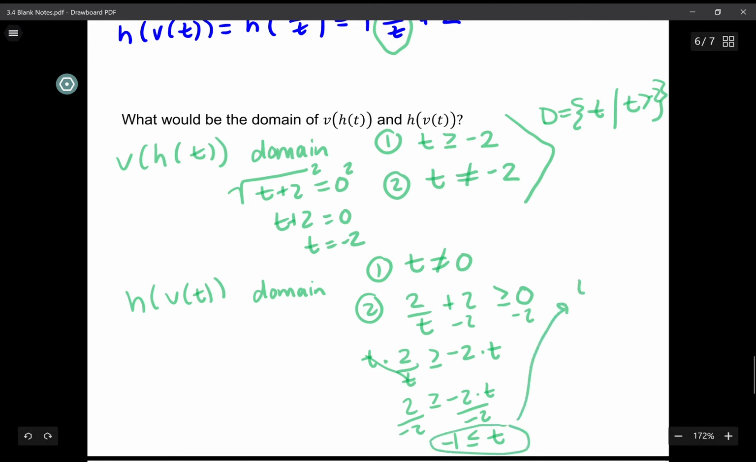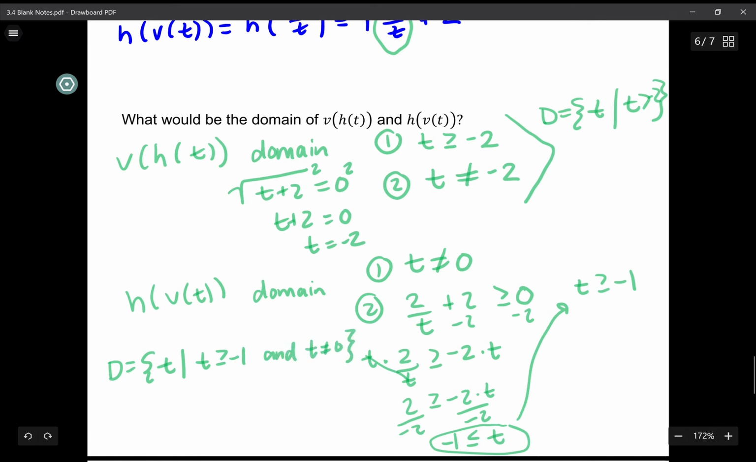T greater than or equal to negative 1. We need that for the square root part. We need t to not be 0 for the dividing part. So let's think about what the domain is here. The domain would be the set of all t such that t is greater than or equal to negative 1, and we also don't want 0. T is not equal to 0.